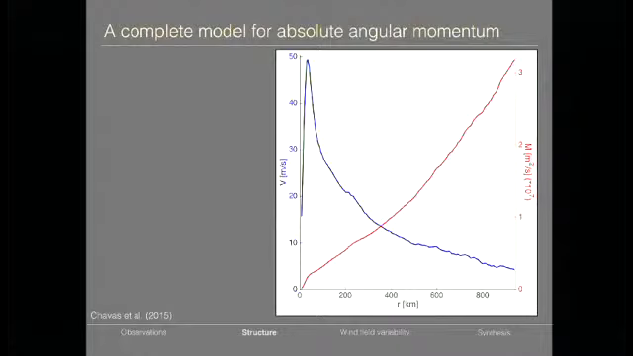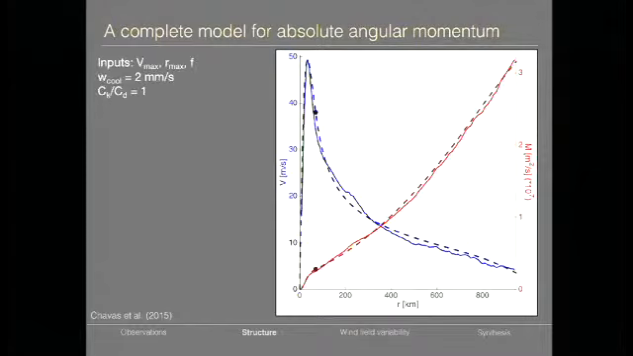OK, so we have this complete model for absolute angular momentum. And so we can look at our Katrina case and see how that compares. And of course, I picked a very nice case. And so what I've done here is the dashed lines represent the model comparison, where the inputs, we just give it Vmax and Rmax, and then F. So these are quantities that you might, in principle, have from, say, observations or in operational work.